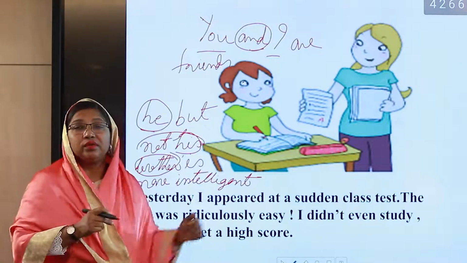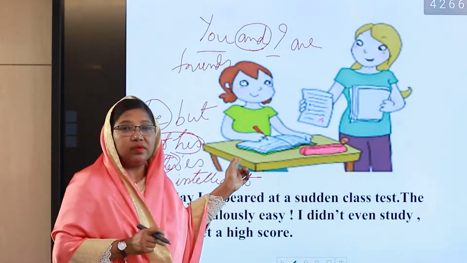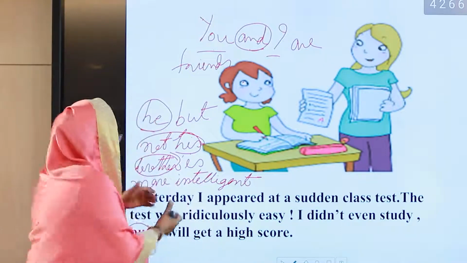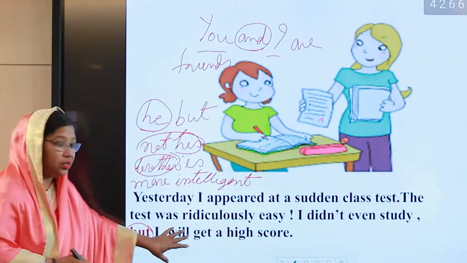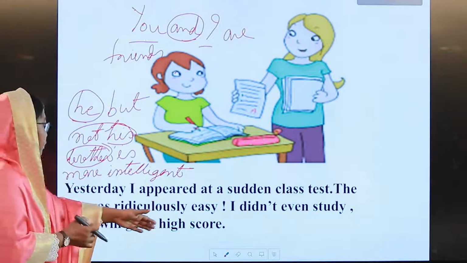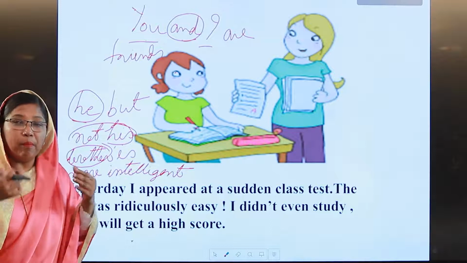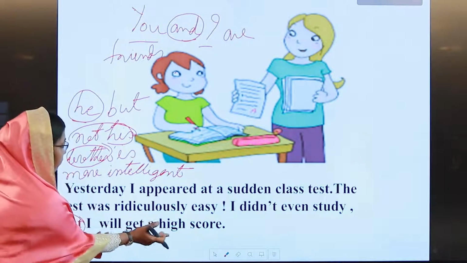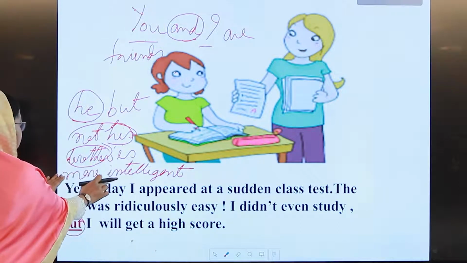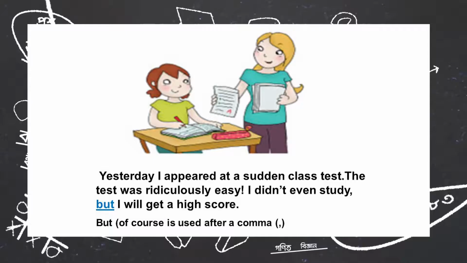So, but is here a linking word, just a conjunction. But look at this situation. Here but has connected a sentence part. Here but has made a relationship between this last part and this first part. Yesterday, I appeared at a certain class test. The test was ridiculously easy. I didn't even study, but I will get a high score.